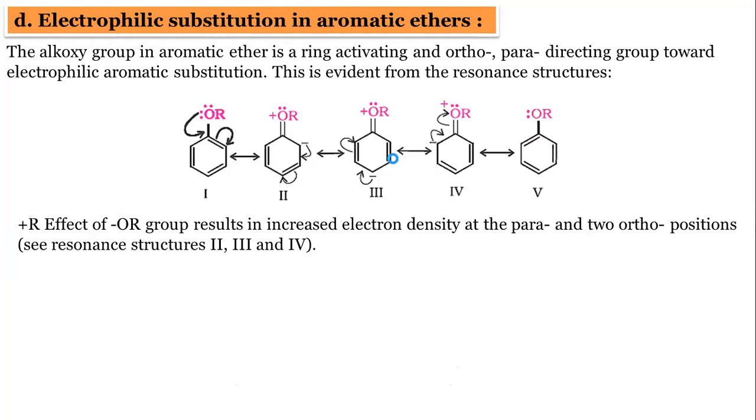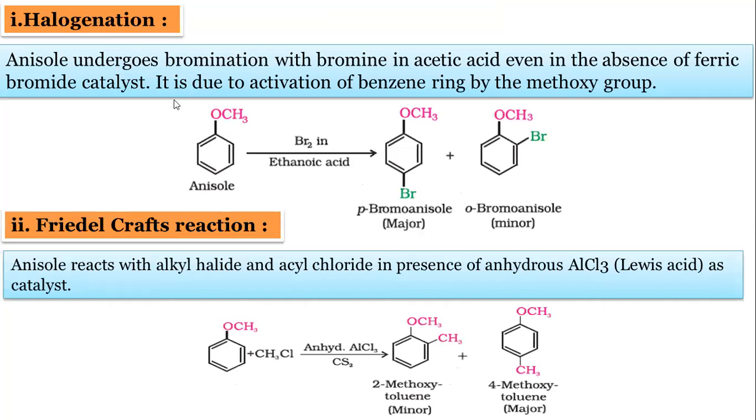Electrophilic substitution reactions, they are the same. Halogenation: instead of OH, the OCH3 group is electron donating. Again, bromine in acetic acid, we get ortho and para products. Ortho is minor and para is major.